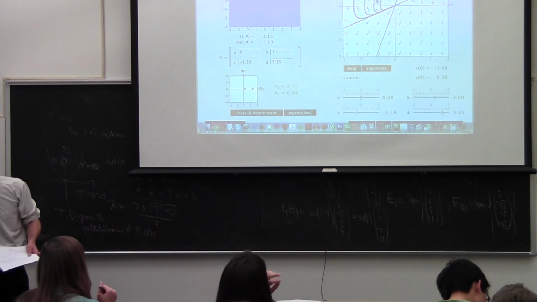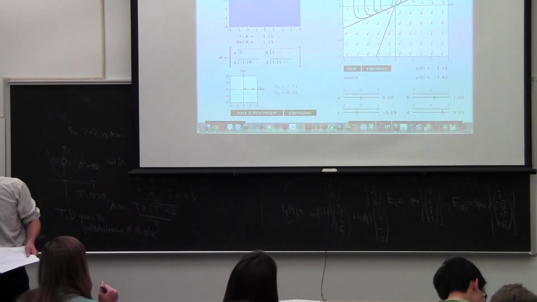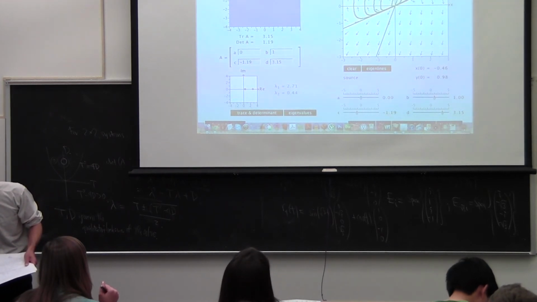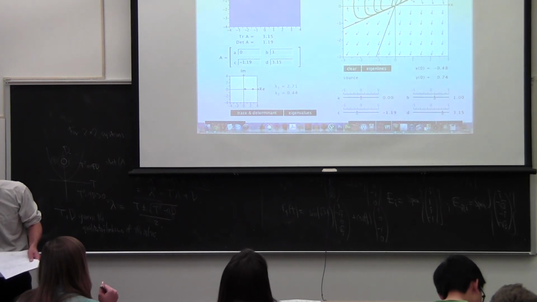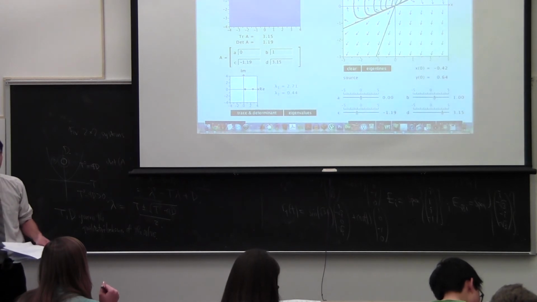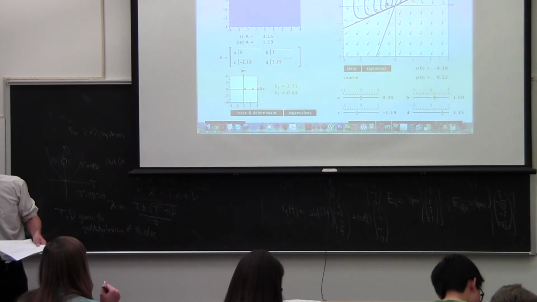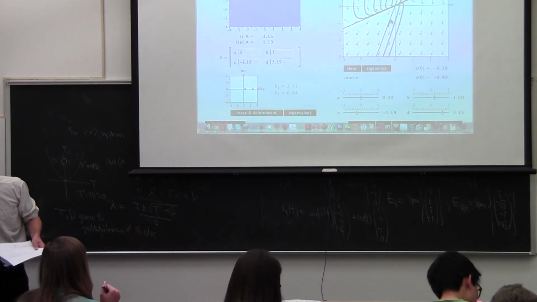This is the same thing, but now both of these have positive eigenvalues. One of them dominates over the other because one is bigger than the other one. So this one here is the dominating one.